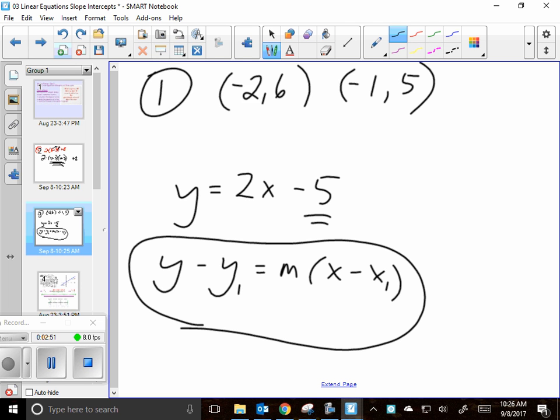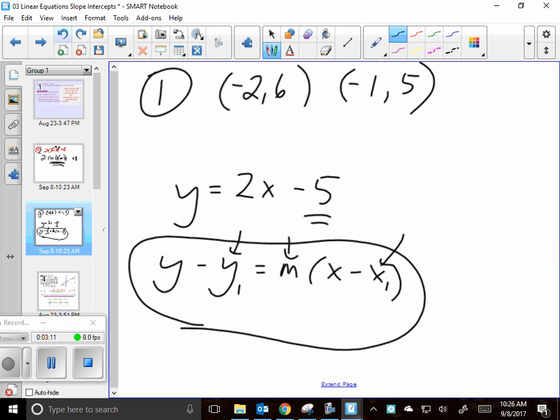All it is is a rearrangement of the slope formula, which is like this. Know what I mean? That's the slope formula. And we just rearrange it to look like that, and that becomes a special thing called point slope. Why? Because it's got the slope, and it's got a point here and here.